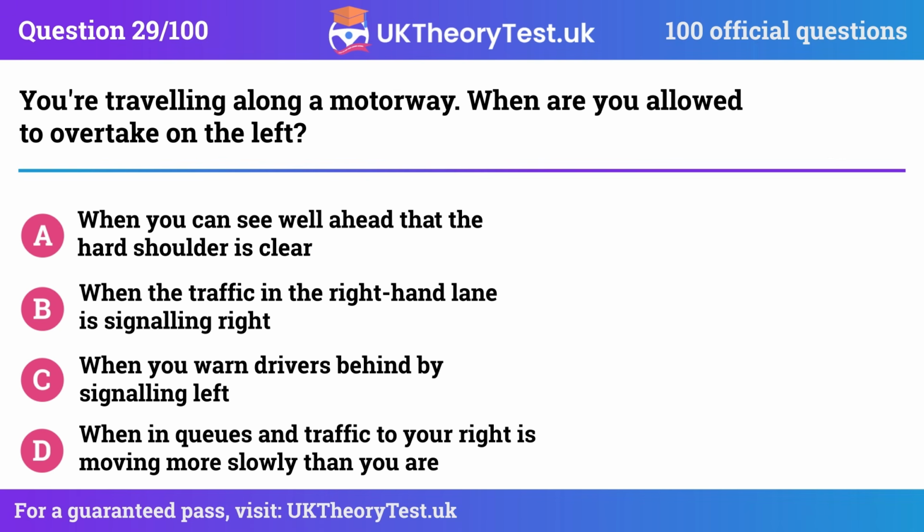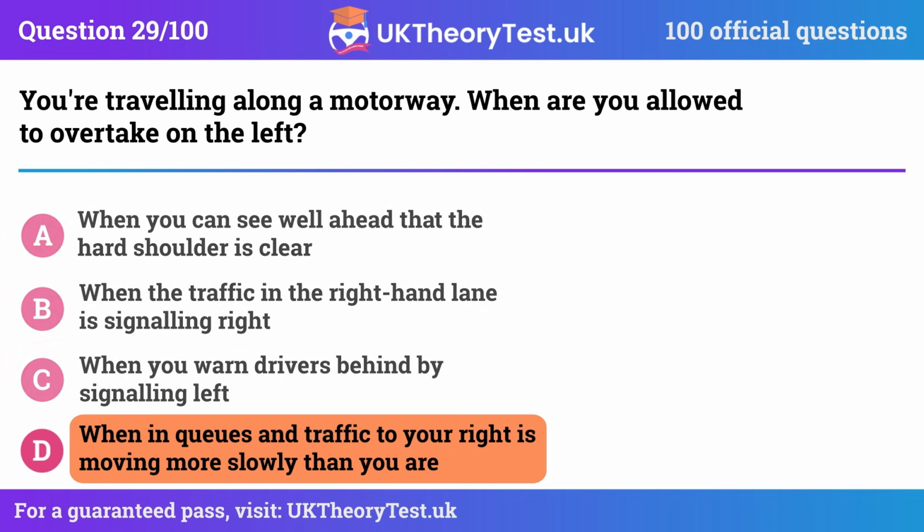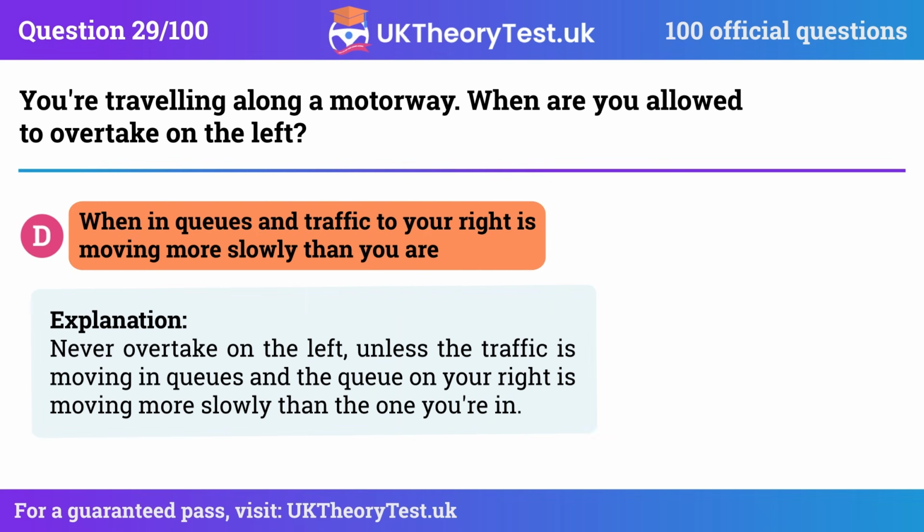The correct answer is D. When in queues and traffic to your right is moving more slowly than you are. Explanation: never overtake on the left, unless the traffic is moving in queues and the queue on your right is moving more slowly than the one you're in.